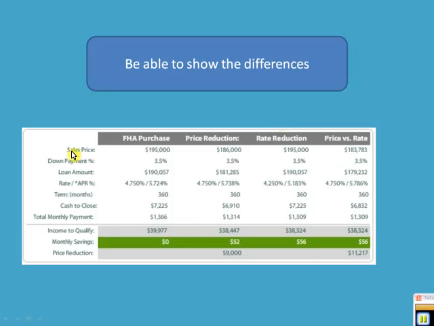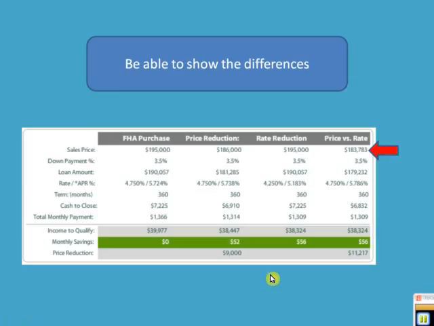Okay, first of all, when we show the sales price, we reduced the price to 186. Well, by dropping the rate instead of dropping the price, that's the equivalent of dropping the price to 183,783. So you'll notice that in our price versus rate, we're leaving the rate where it was, but the equivalent of it to get this same 1309 payment, price has to go to 183,783.